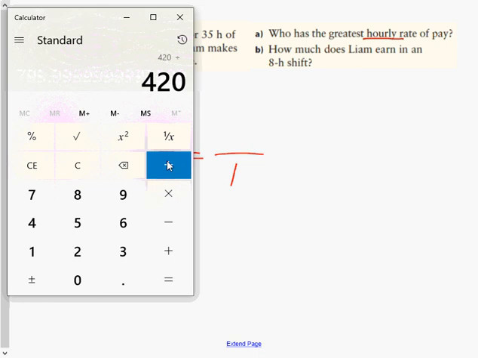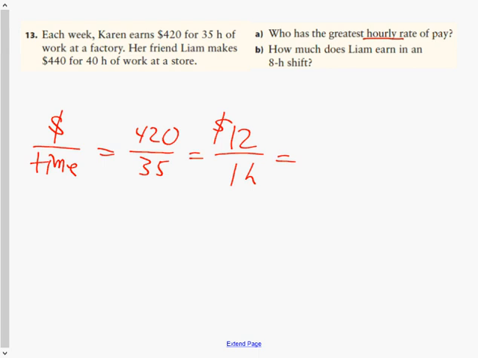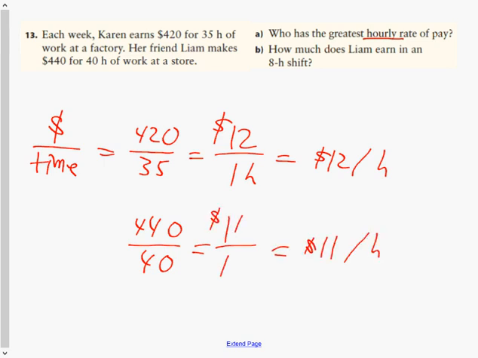Hourly means per hour, which means our time is our bottom. So the rate that we're going to create here is salary to time, or $420 to 35 hours, or for 1 hour, divide both by 35. 420 divided by 35 is 12. Therefore, Karen makes 12 bucks per hour. Liam makes 440 for 40 hours. Sorry, I forgot to do that. So you divide both by 40. Liam would make $11 per hour, and therefore Karen has the greater hourly rate of pay. How much does Liam earn for an 8-hour shift? If you take this and multiply it by 8, he makes $88 for an 8-hour shift.